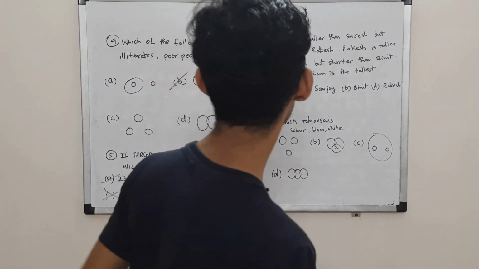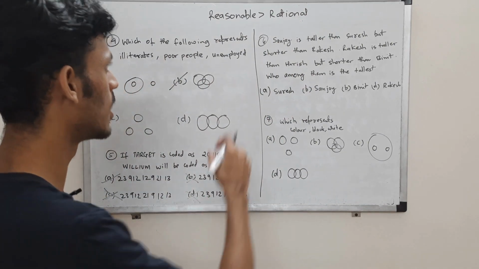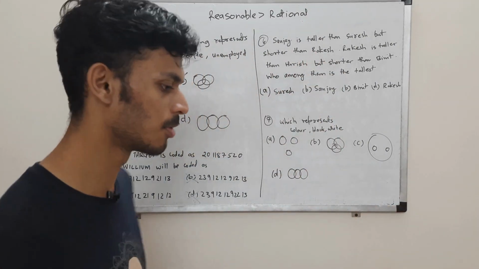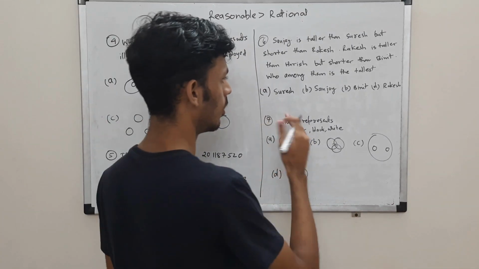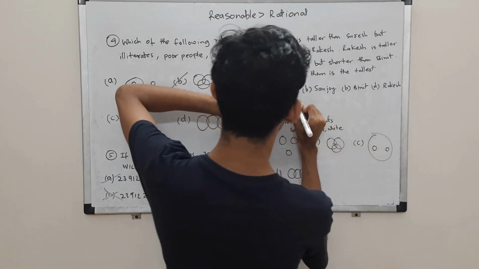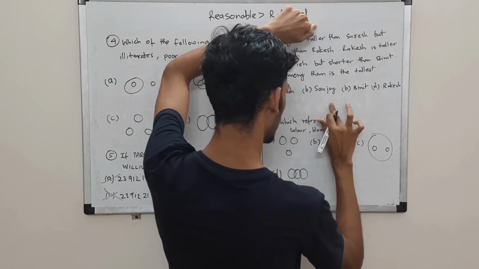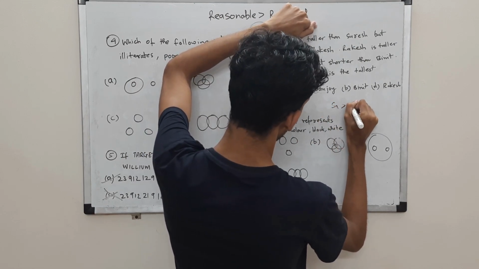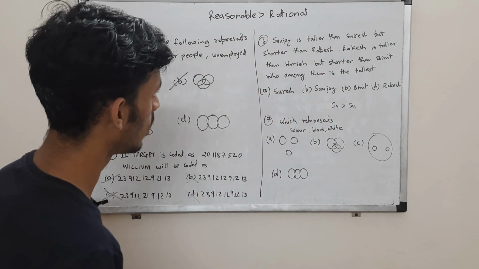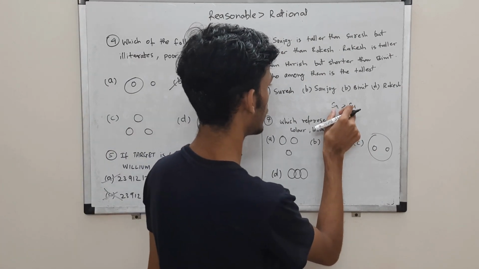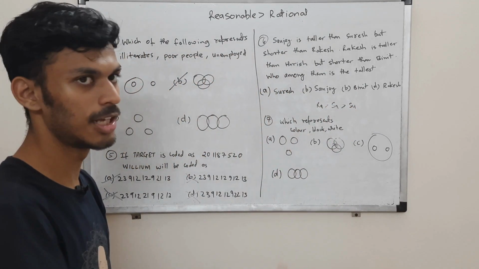Okay, let's come to this one. Here we are supposed to make interpretations about the height. So let's arrange them in terms of their height. The tallest fellow will come on the left hand side. Sanjay is taller than Suresh but shorter than Rakesh. So of course Rakesh is taller than both of them.